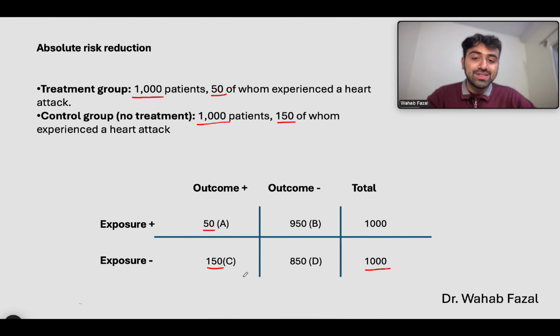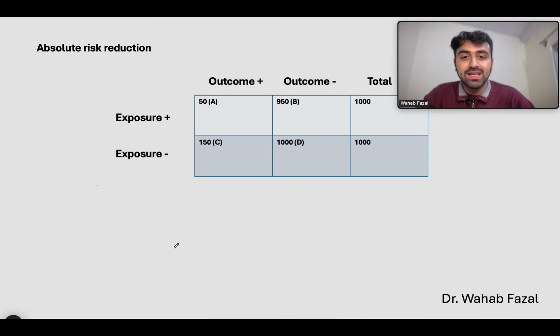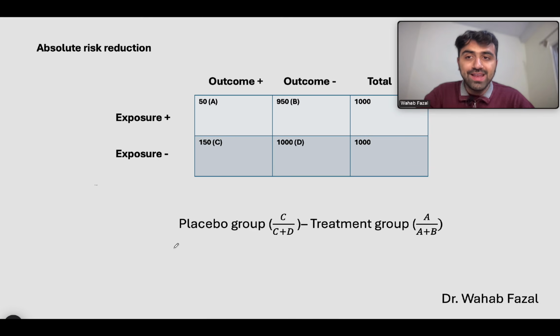That means this group is bigger. People who did not get the medication had a greater risk of getting a heart attack. So you keep this group first. You keep this bigger box first in this equation, and then you get what we call the absolute risk reduction. It's that simple. You just keep 150 by 1000 first, and you subtract 50 by 1000 from it.